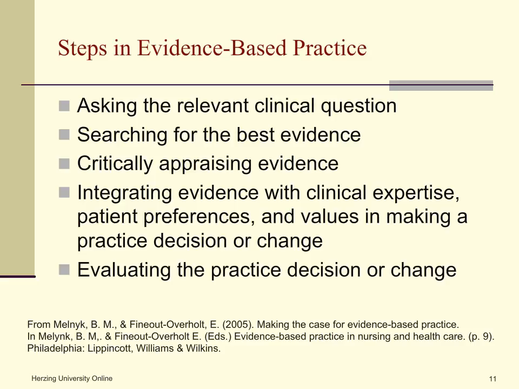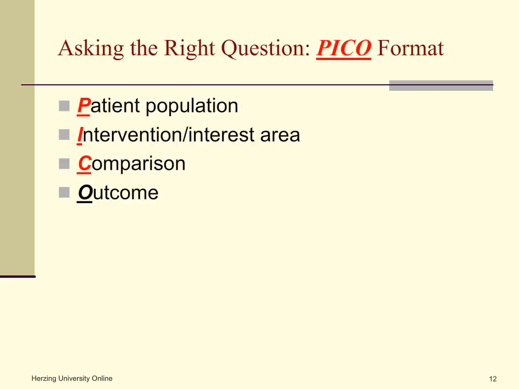The steps of evidence-based practice are outlined in the next several slides. They include asking the relevant clinical question, searching for the best evidence, critically appraising the evidence, integrating evidence with clinical expertise, patient preference and values in making the practice decision or change, and finally evaluating the practice decision or change. The first step in evidence-based practice is asking the right question using the PICO format. That includes patient population, intervention or interest area, comparison, and outcome.